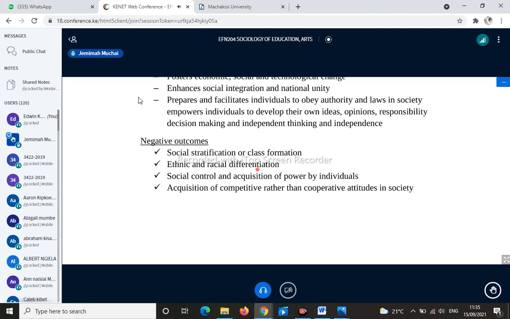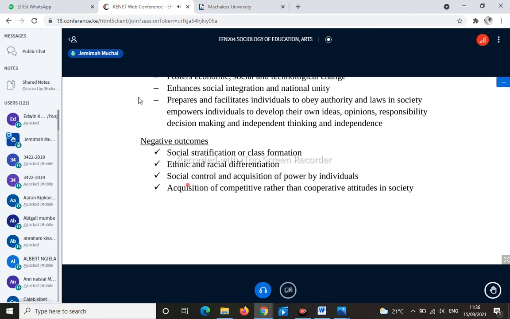Ethnic and racial differentiation. When we look at education institutions, for example, Machakos University, I usually see notices. Kisii, you are meeting at this area. Kambas, I don't know whether they have their society. Kisiis, Luos, Luyas, Kalenjins, that is ethnic and racial differentiation. It is brought about by people within the university, an education institution, but they still bring about such. We have also social control and acquisition of power by individuals. Look at some of your leaders.